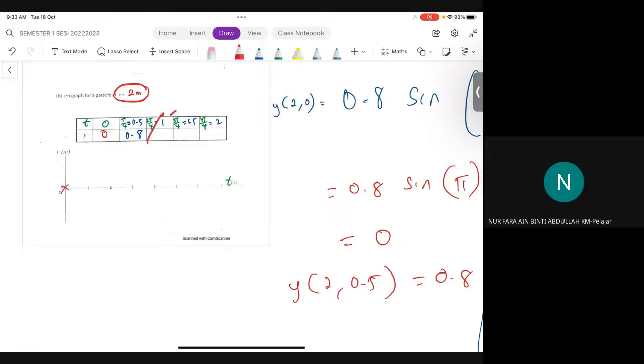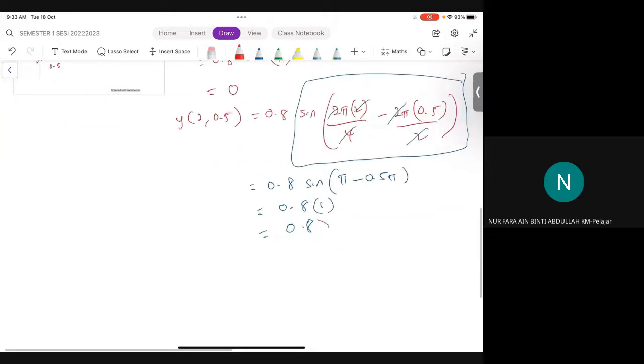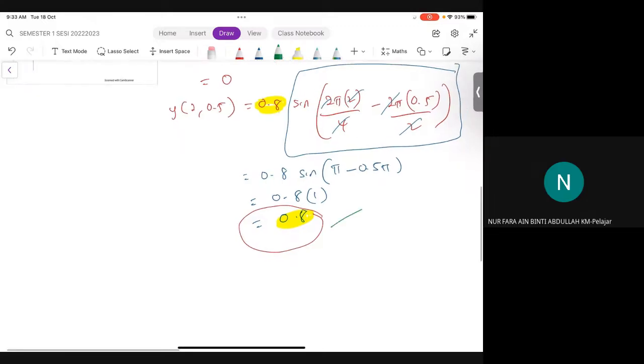Do I need to do the others? No need, because I already know that when it is at 0.5, it sits at 0.8. How do I know my 0.8 is acceptable? Is my answer correct? So I look at here. This is 0.8. Is it the same as the amplitude? Yes, the same. Because your answer here has only two possible answers: either positive or negative amplitude, or 0.